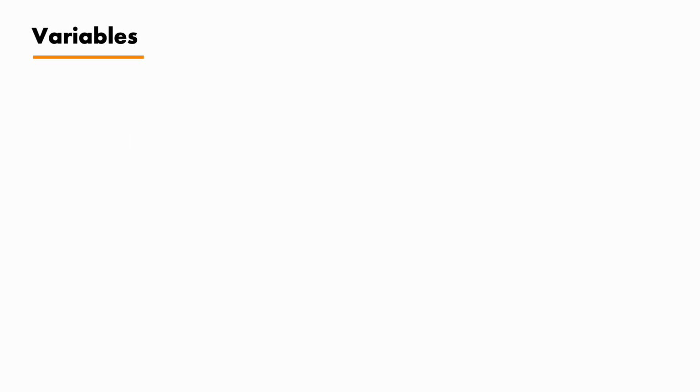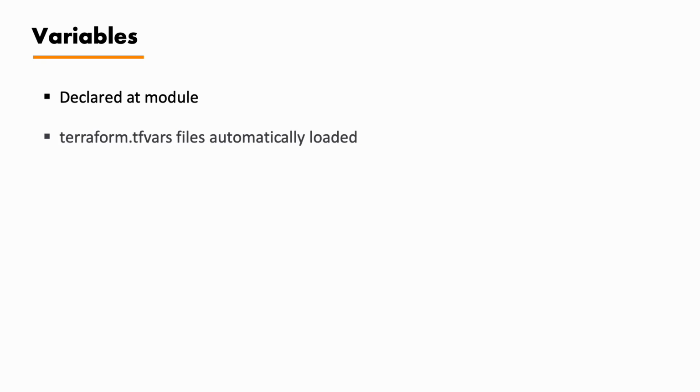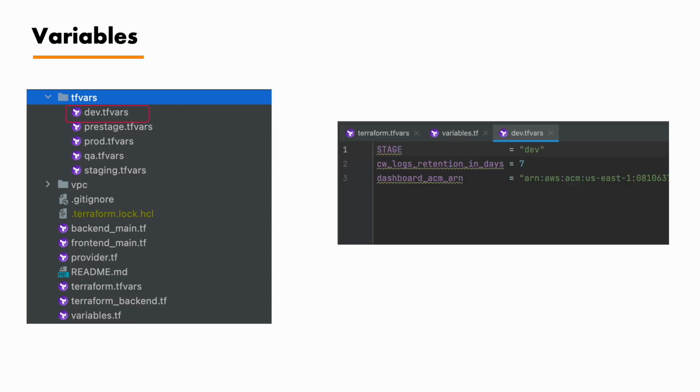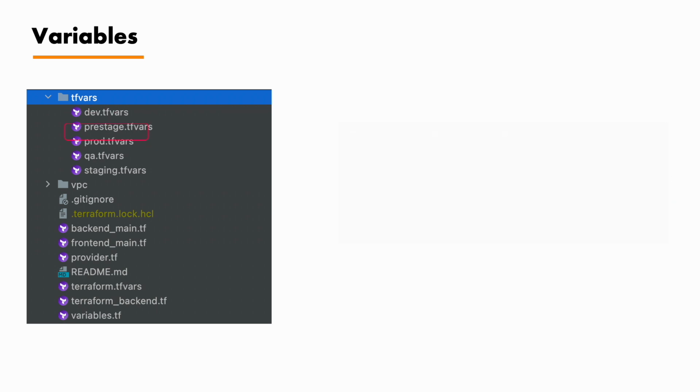Variables: we have already talked about variables in the previous slides, but here I'm going to talk about some extra features available within variables. These variable files can be declared at the module level, and the variable files with the extension .tf are automatically loaded. Here you can see we have a folder called tf. Here we can directly define a few values, but these are not automatically loaded because these are in a child module. Here I have defined a few variables and their values, and this is the variables.tf file.